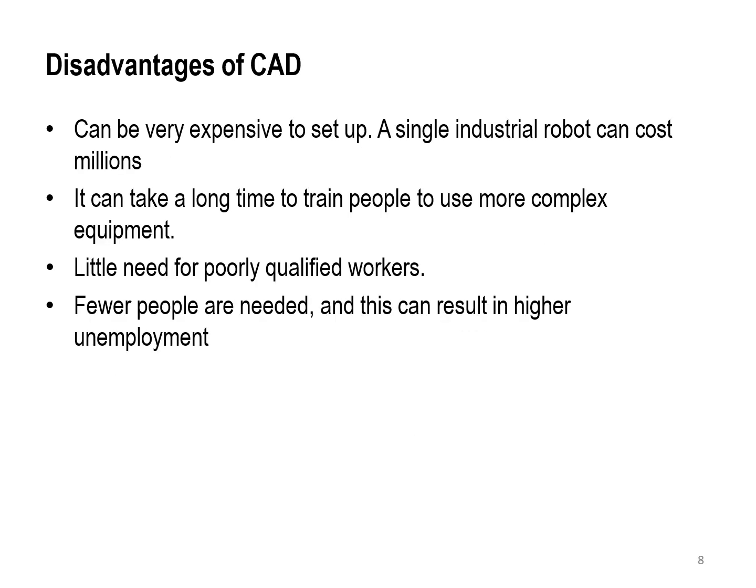It still has disadvantages, like it can be very expensive to set up. A single industrial robot can cost millions, and it can also take a long time to train people to use more complex equipment. The third point is there is little need for poorly qualified workers. And finally, fewer people are going to be needed, and this can result in higher unemployment.